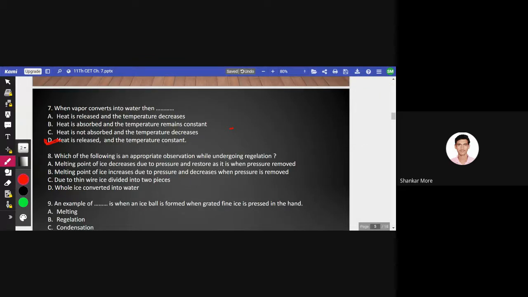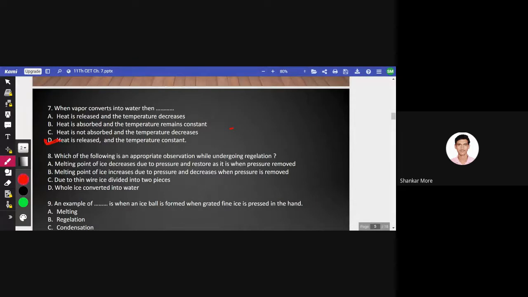Now, 8th question. Which of the following is an appropriate observation while undergoing regelation? Melting point of ice decreases due to pressure and restores as it is when pressure is removed. Melting point of ice increases due to pressure and decreases when pressure is removed. Or due to thin wire, ice is divided into two pieces, whole ice is converted into water.